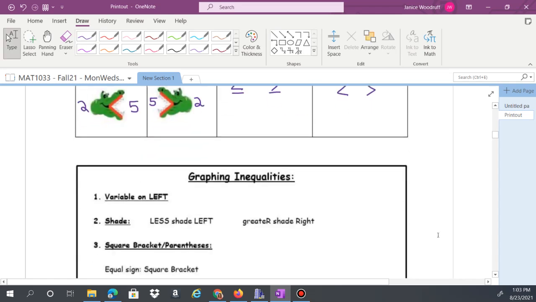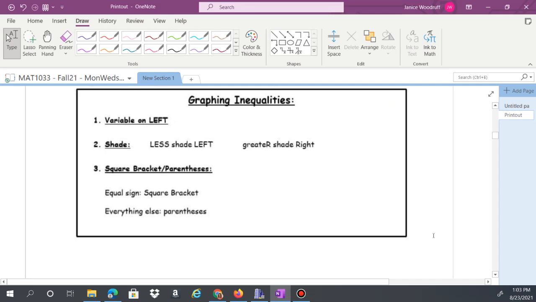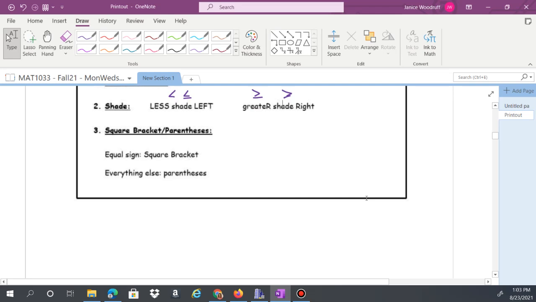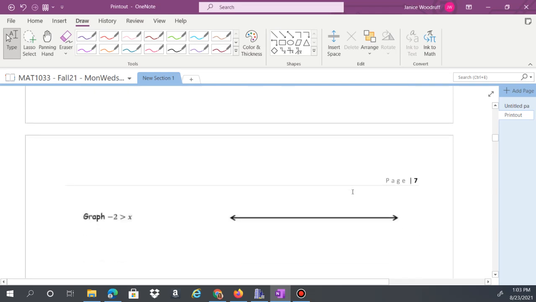So when we graph an inequality, we always want the variable, so the x or a or y or whatever letter we're using, on the left. And then we're going to shade towards whichever way that inequality is pointing. If it's less than or equal to, we shade to the left. Greater than or equal to, we shade to the right, because that's which way it is pointing. If you have the equal sign, there's a square bracket, so that's the or equal to. Everything else is a parentheses. And I think we have some examples here.